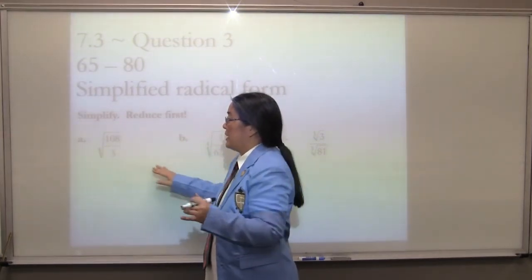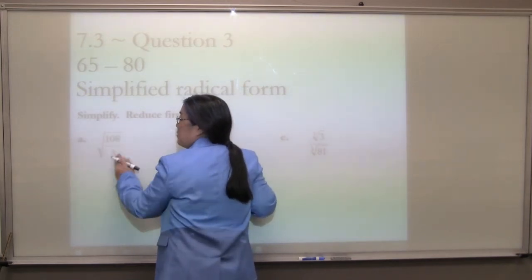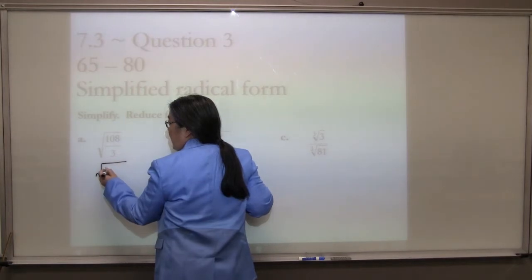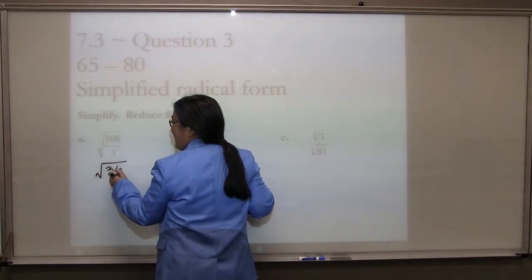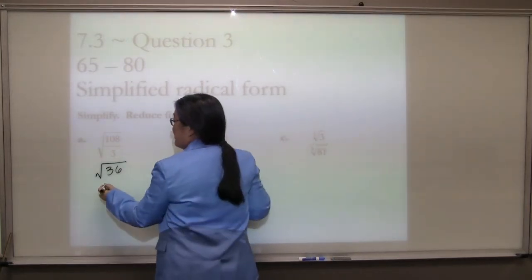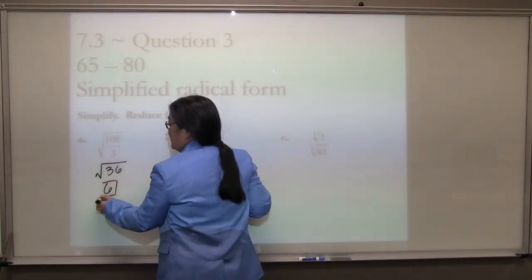If I divide 108 divided by 3, remember groups first. We're going to do the insides first. If I divide that, I will get 36. Hey, the square root of 36. You've come this far in math to do the square root of 36, which is 6.